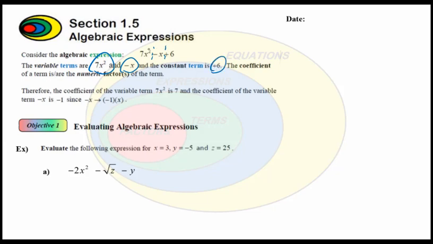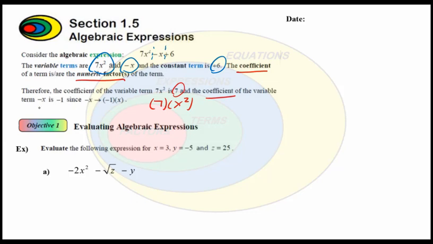So we have variable terms, terms with variables in them, and then we have a constant term, which is just a term that's a number. The coefficient of a term is the numeric factor of the term. If you look at 7x squared, the factors are 7 and x squared. The numeric factor is 7, so that would be the coefficient.